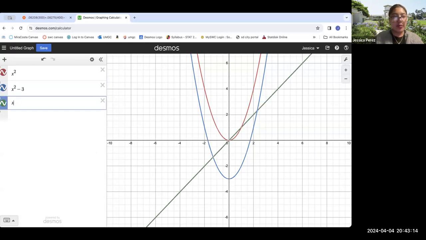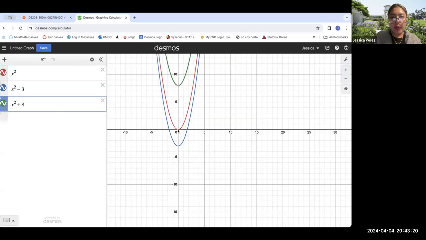So the transformation, whenever you see a minus or a plus: if I do x squared plus 8, it brought it all the way up 8 units, from 0 all the way to 8. So it went vertically up 8 units because of this plus 8. If it's on the outside, it moves vertically up or down, depending on whether it's a plus or a minus. So that is the first transformation that we see.